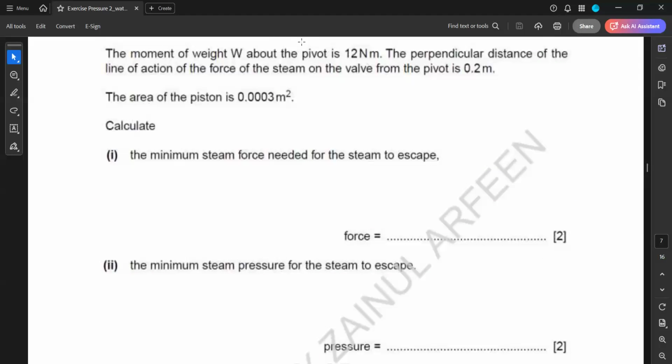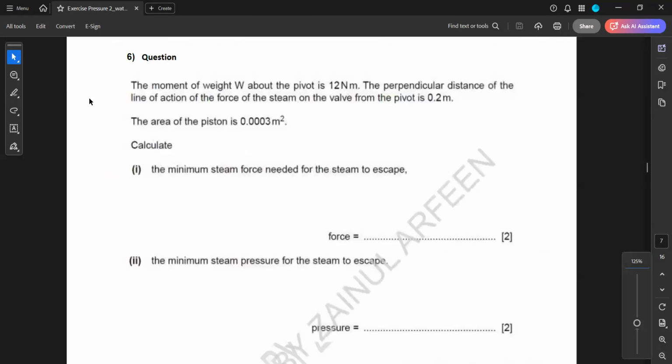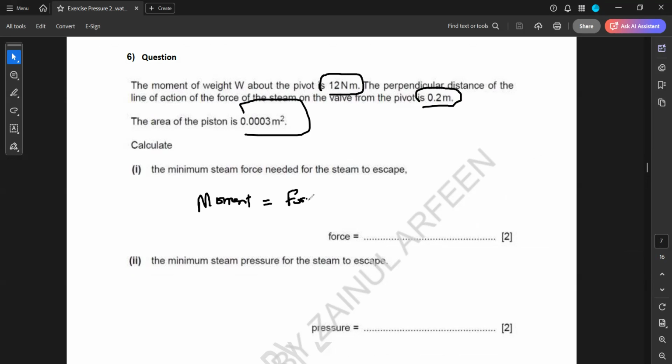Question 6. Okay, I will solve question 6. In question 6, the moment of the weight about a pivot is 12 Newton meter. So this is a moment. The perpendicular distance of the line of action of the force of the steam and the valve is 0.2. So this is a perpendicular distance. First, we need the minimum steam force. So how do we work out the force? The formula is moment equals force multiplied by perpendicular distance from the pivot. So moment is 12, the force we don't know, and the distance from the pivot is 0.2.